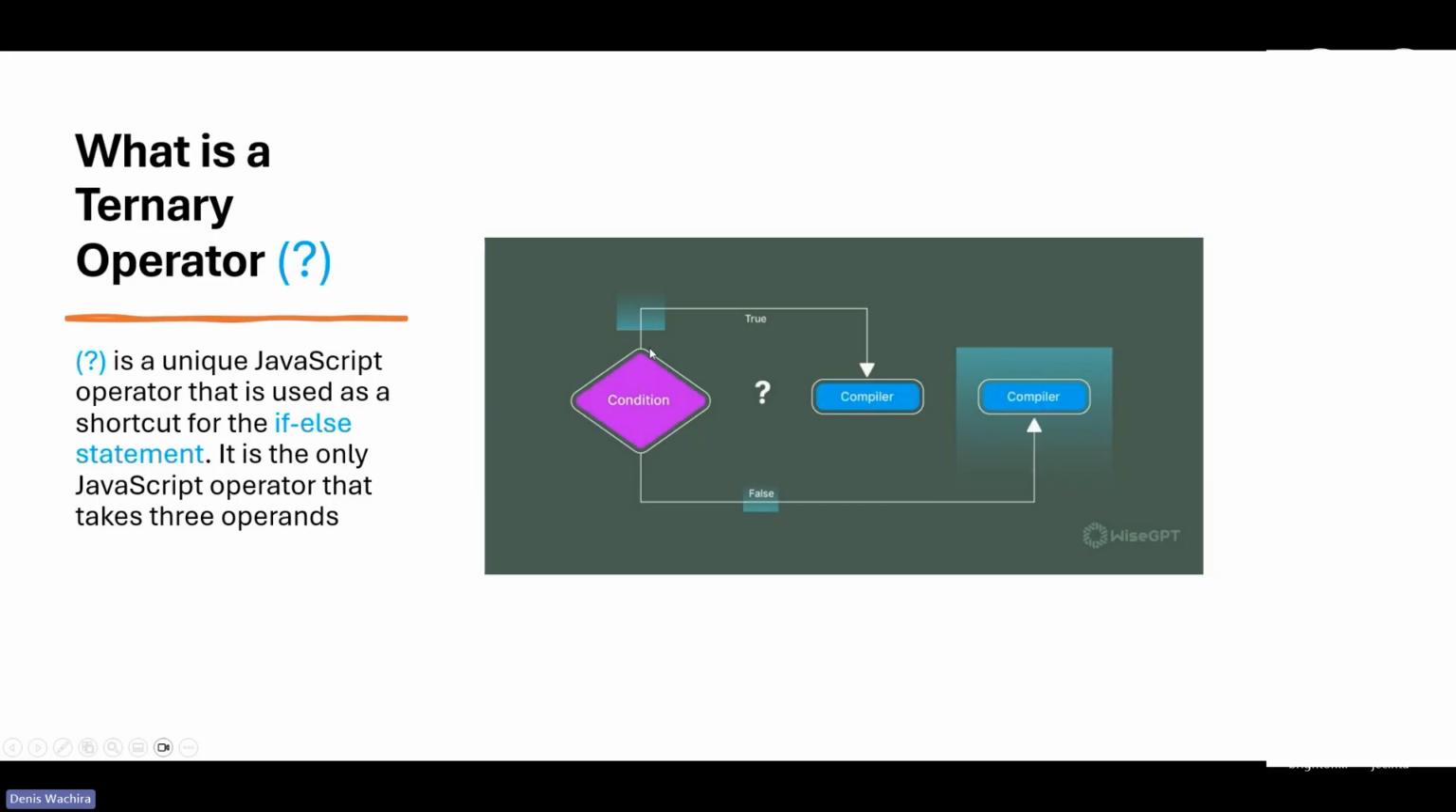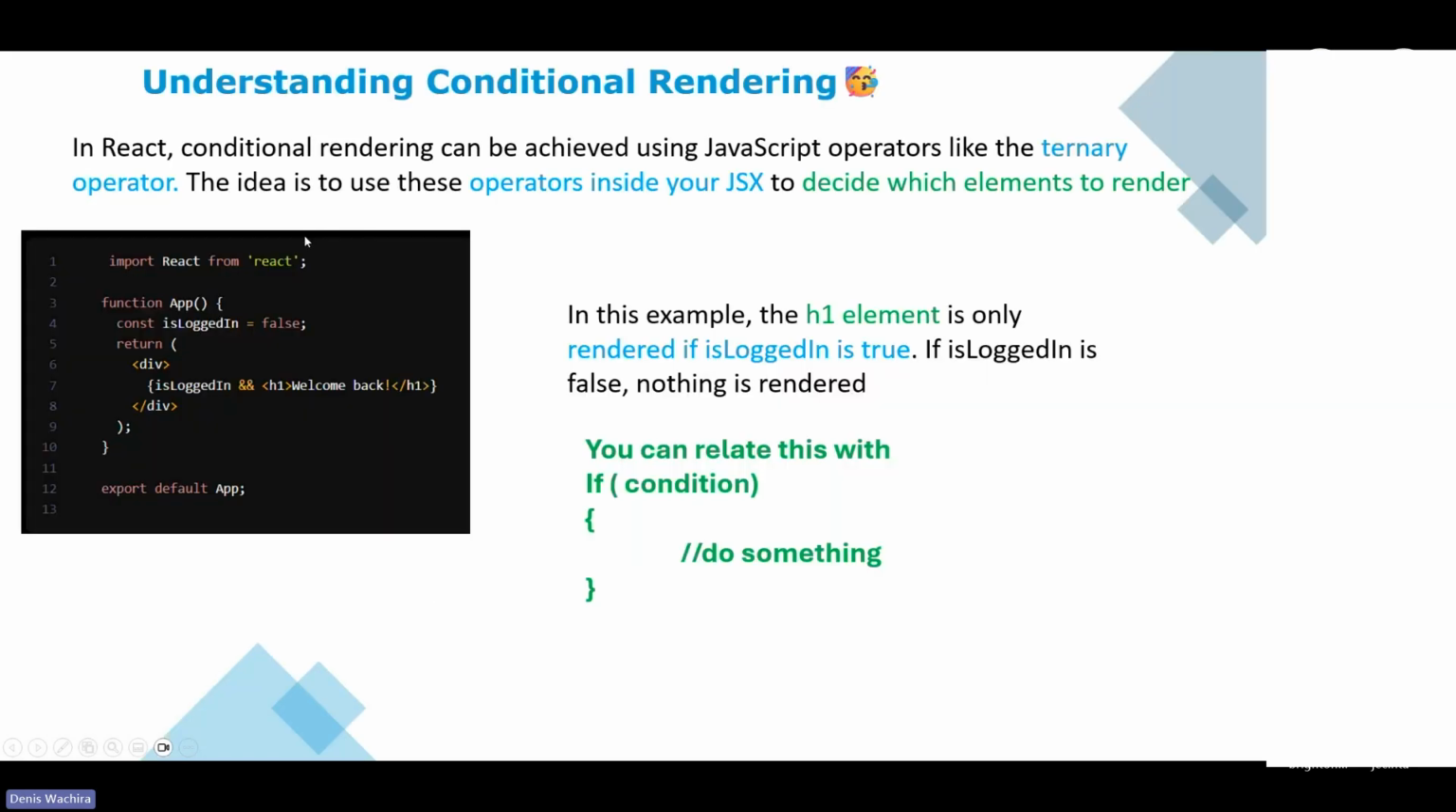So you are checking with the condition. So if this is true, return this. Else, return what? This. That is what is happening. So how can you understand this? You can have something like this.